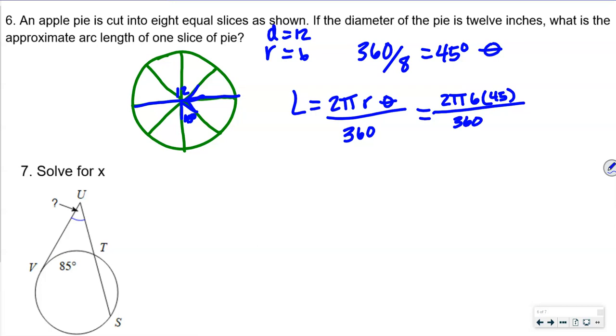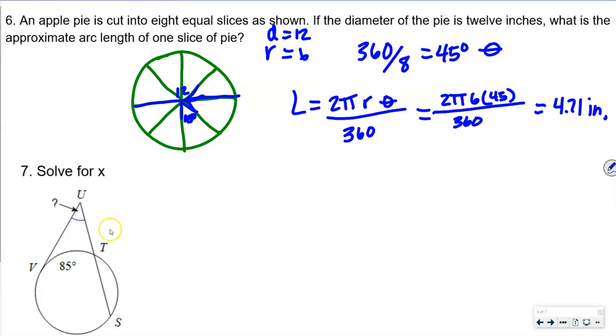Now in this case, we're actually asking for a length, right? So what you want to do with this is go ahead and multiply by pi, okay? So you could actually do 2 times pi times 6 times 45 and divide all that by 360. And when you do, it should give you that arc length is 4.71 inches.